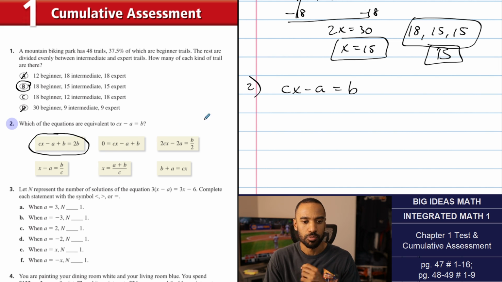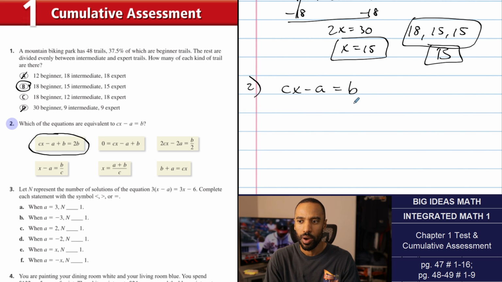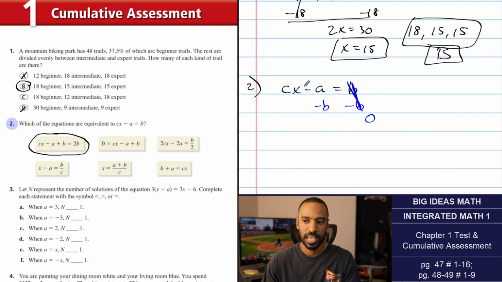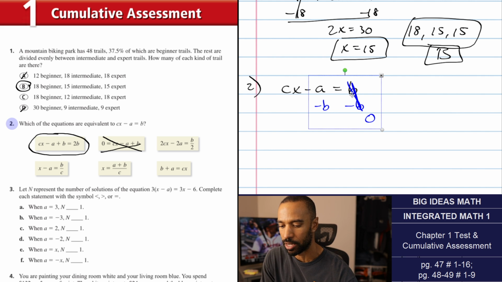0 equals CX minus A plus B. If you see that CX minus A is on this side of the equation, what do I do to make this side be 0? I'd have to subtract B from both sides like this. This would give me 0 over here. That says CX minus A minus B, but this one says plus B. So it's not going to be plus B. This is not one of your options. We don't add B to both sides. We would subtract if we want to make it equal 0.